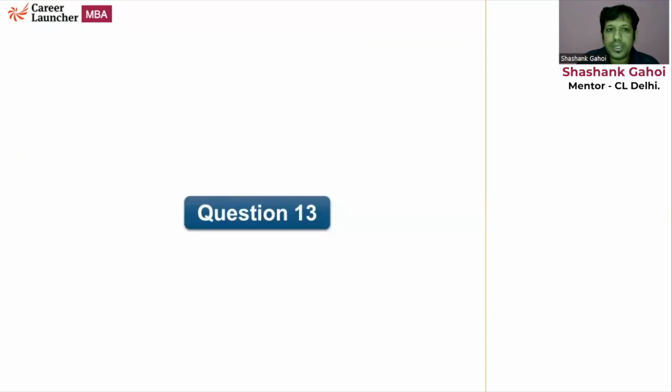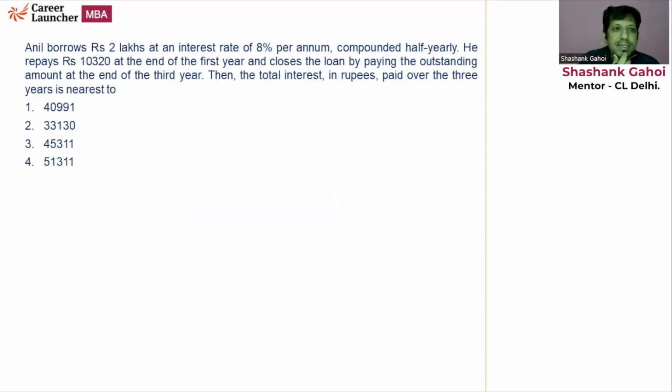Let's start question number 13. It says Anil borrows 2 lakhs at an interest of 8% per annum, compounded half yearly. He repays 10,320 at the end of the first year, and he closes the loan by paying the outstanding amount in the third year. He's not paying 10,320 every year. So if I want to solve this question, it is compounded half yearly, which means the calculation is going to be very lengthy. I'm not going to do that.